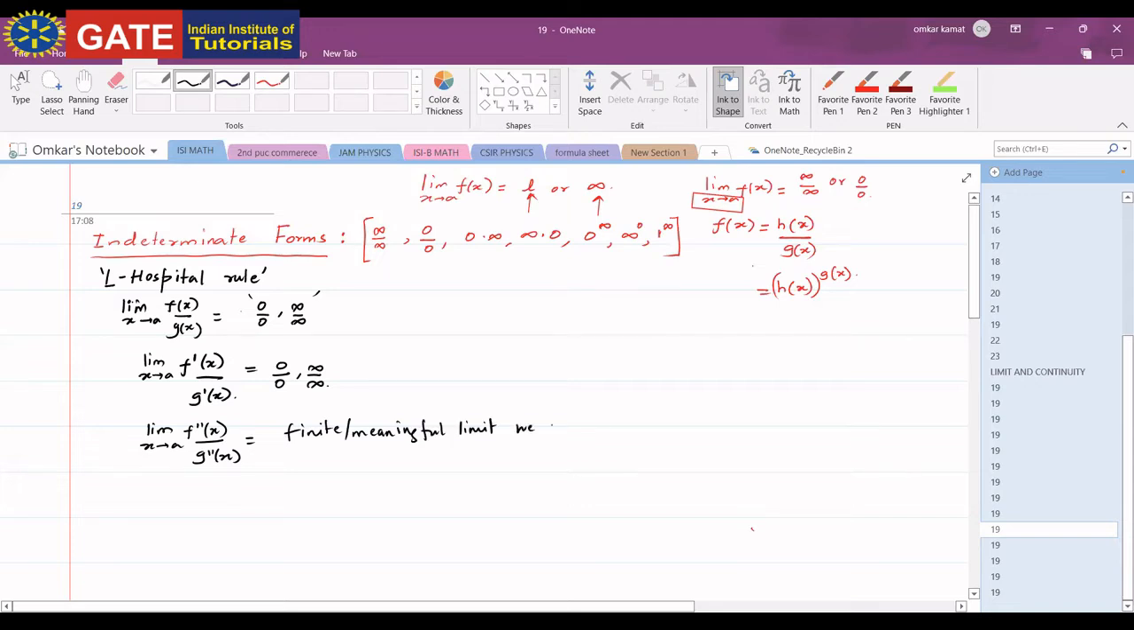We continue the process of L'Hopital rule. Clear? What is L'Hopital rule? When we get indeterminate forms, we differentiate the numerator separately and the denominator separately, and then we apply the limiting value. If we get a finite value, we terminate. If we don't get a finite value, we go on continuing. Now, L'Hopital rule is only applicable for these two forms. Keep this in mind. Not applicable for other forms.